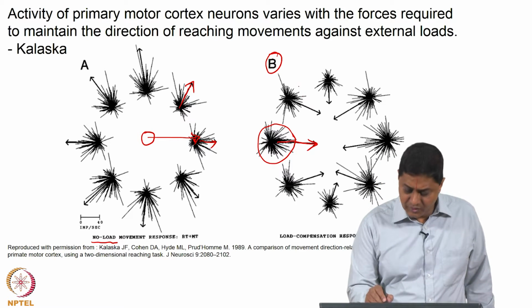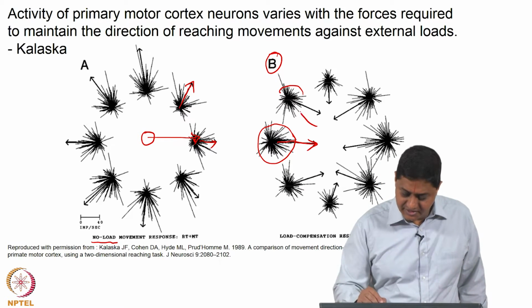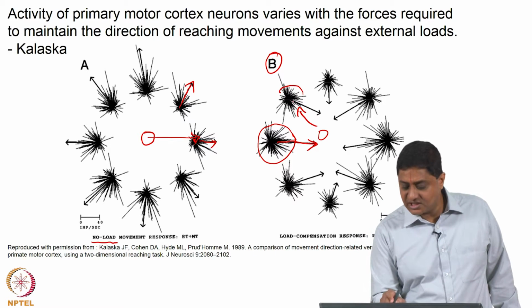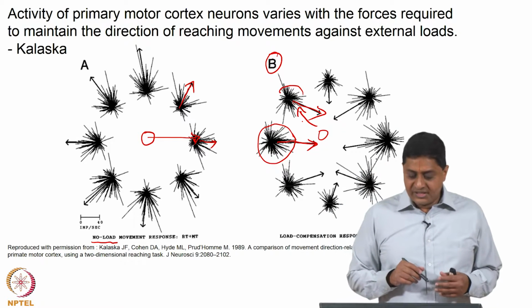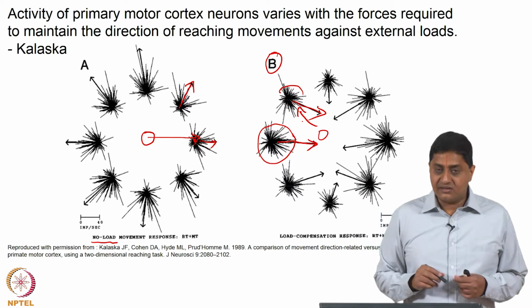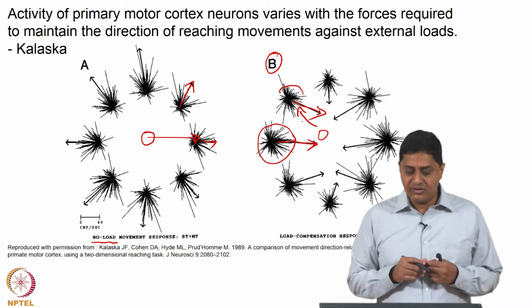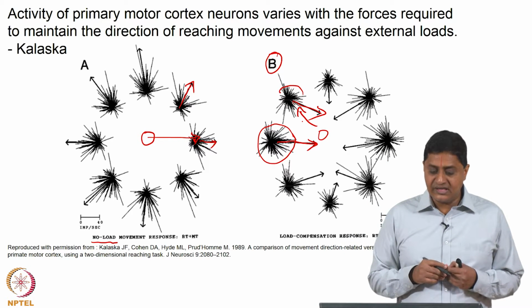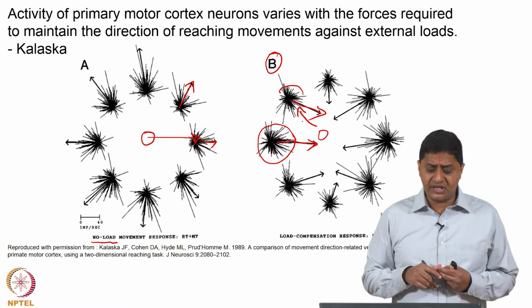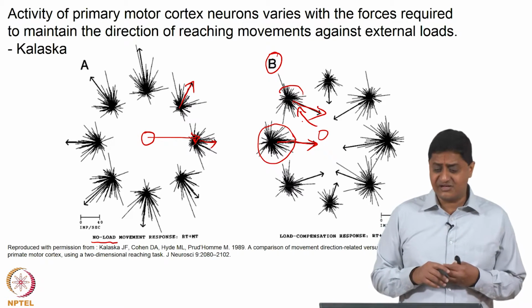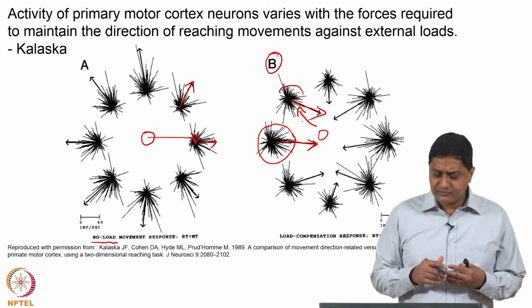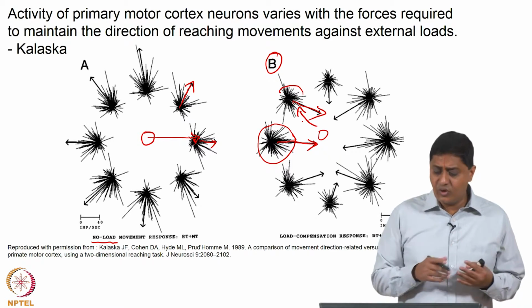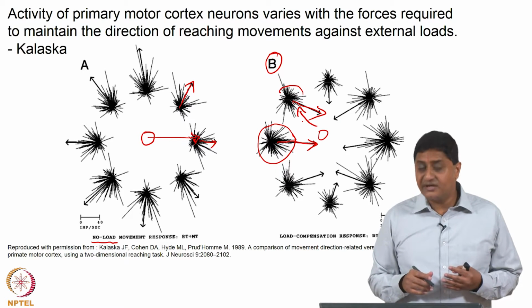Likewise, the load is pulling in that direction, is it not? So, that is the center, the load is pulling in that direction, the monkey's neurons are acting in the opposite directions. So, once again showing that depending on the external load, if I have to reach to a particular target or if I have to maintain the direction of a movement, then depending on the direction of the load the activity will change, and it does change.